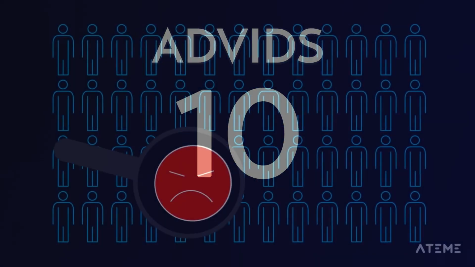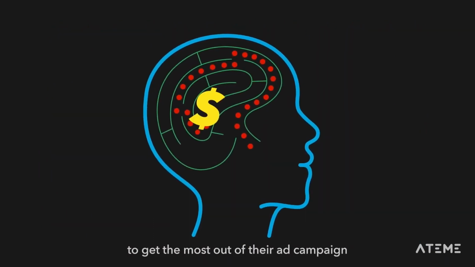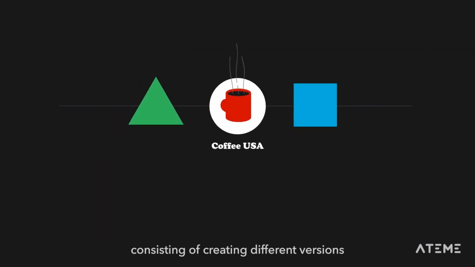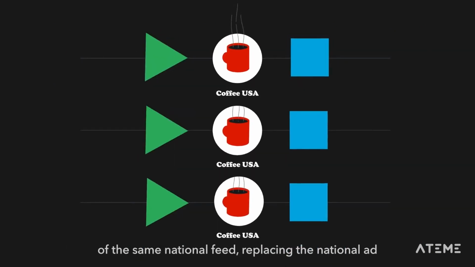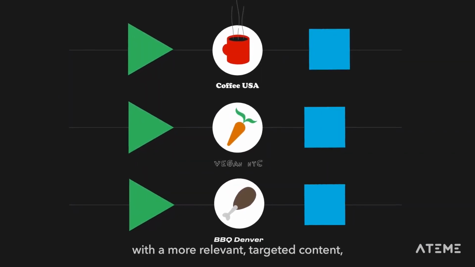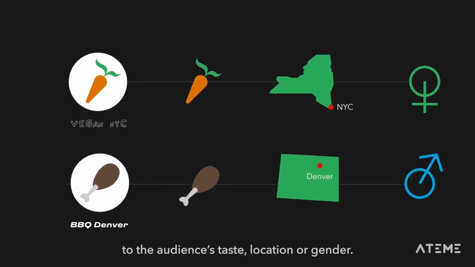While broadcasters then began looking for smarter ways to get the most out of their ad campaign and came up with a process consisting of creating different versions of the same national feed, replacing the national ad with a more relevant, targeted content, which better corresponds to the audience's taste, location, or gender.